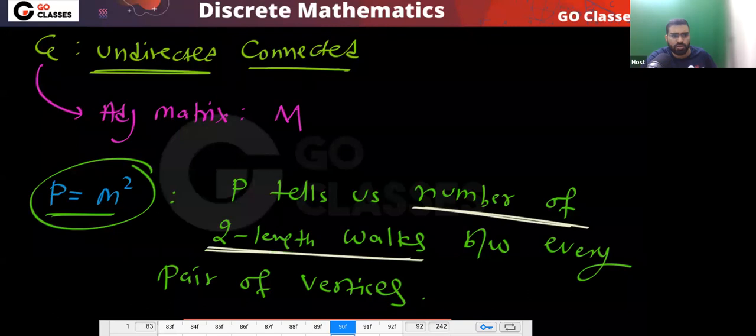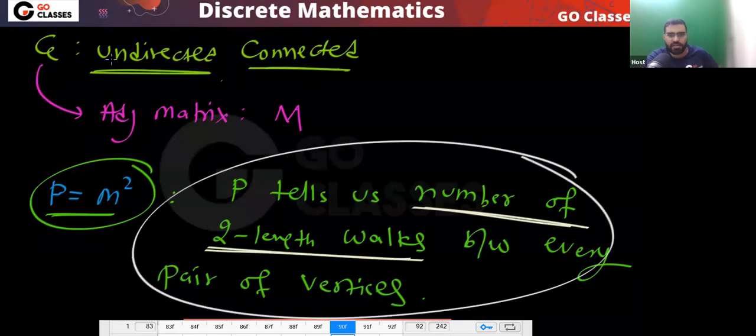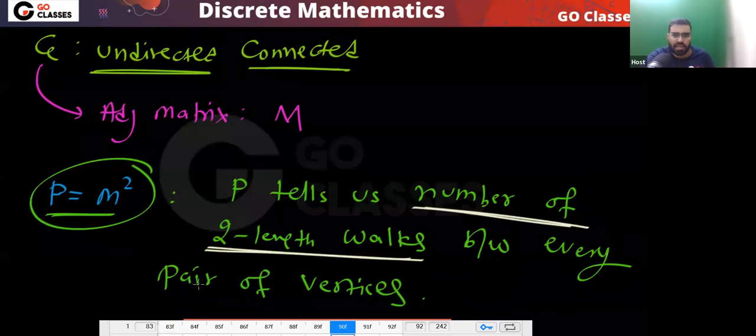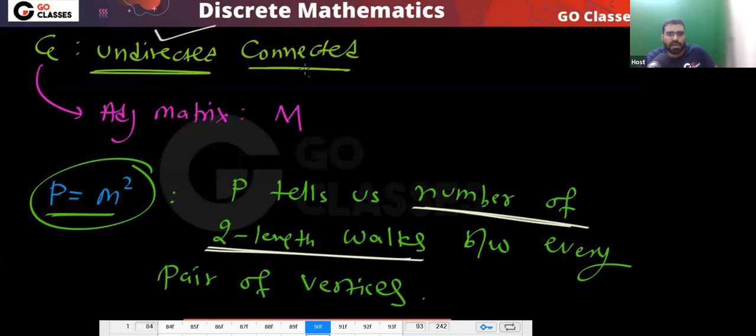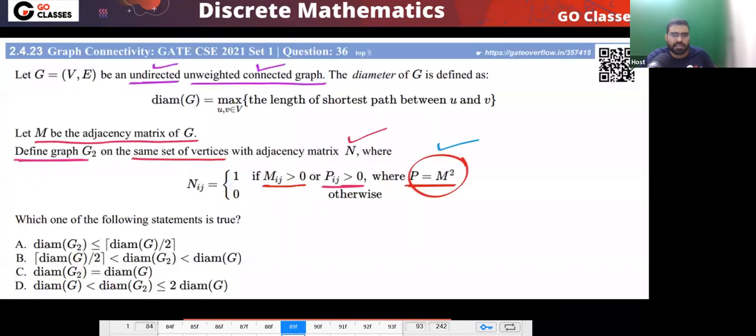One more thing I want to ask you here. For different vertices, when can you have two length walks? If A is not equal to B, then how can you have a two length walk? There is A, there is B. No, there is no self loop. The question says undirected, connected.